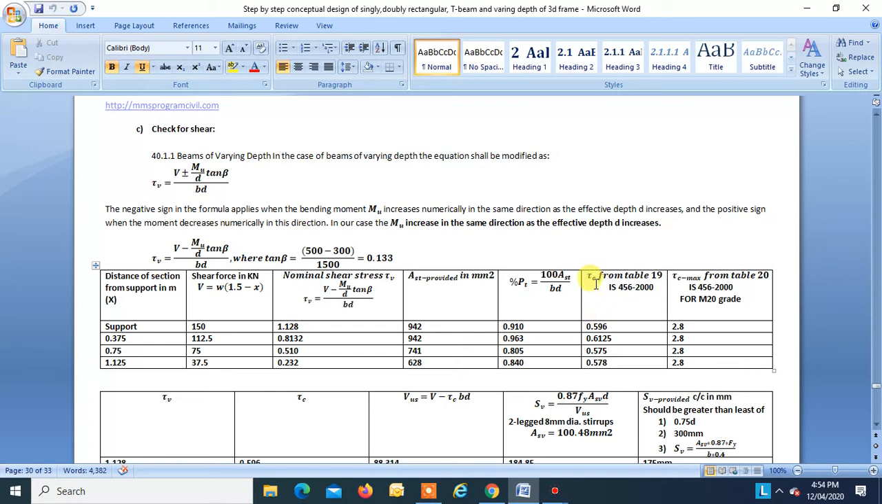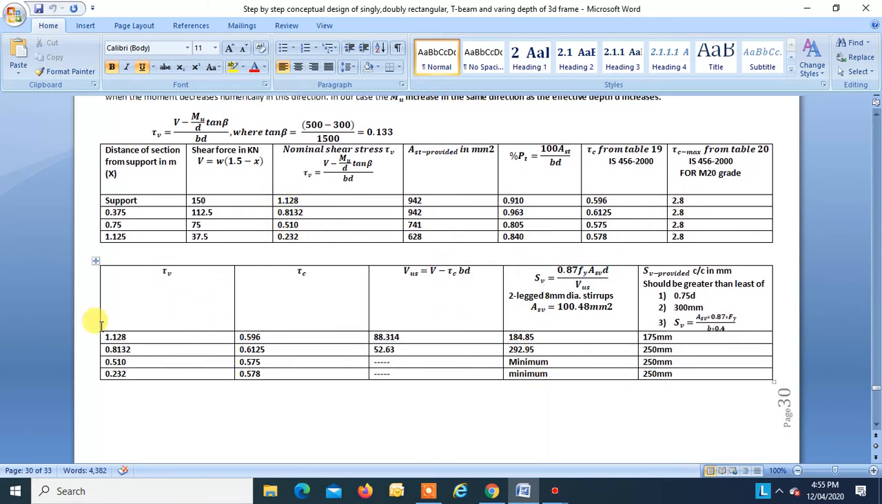For this pt we can find tau c from Table 19 of IS 456:2000. So this is tau c. Tau c max is from Table 20 of IS 456 for M20 grade. Now tau v should be less than tau c max. If it is found to be greater than tau c max, then you will have to change your section. You will have to increase your depth. But in our case tau v is less than tau c max, so it's okay.